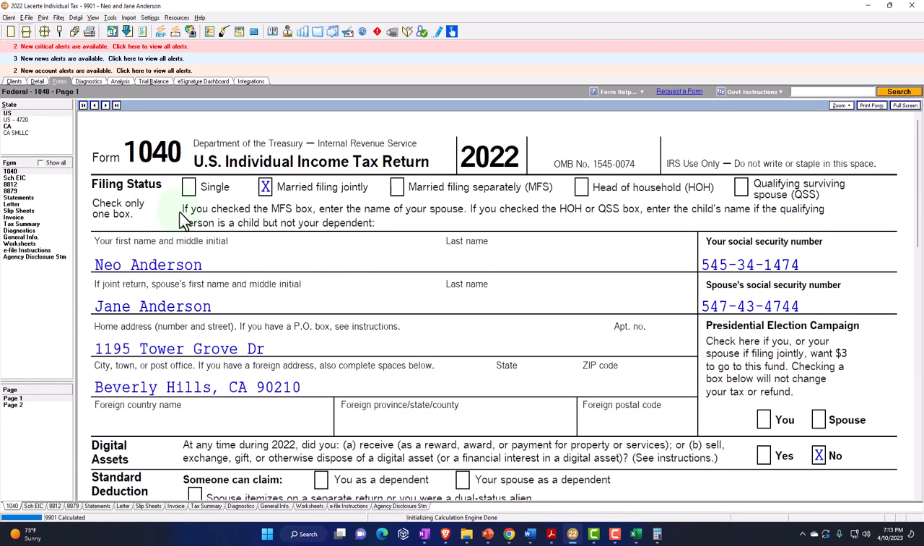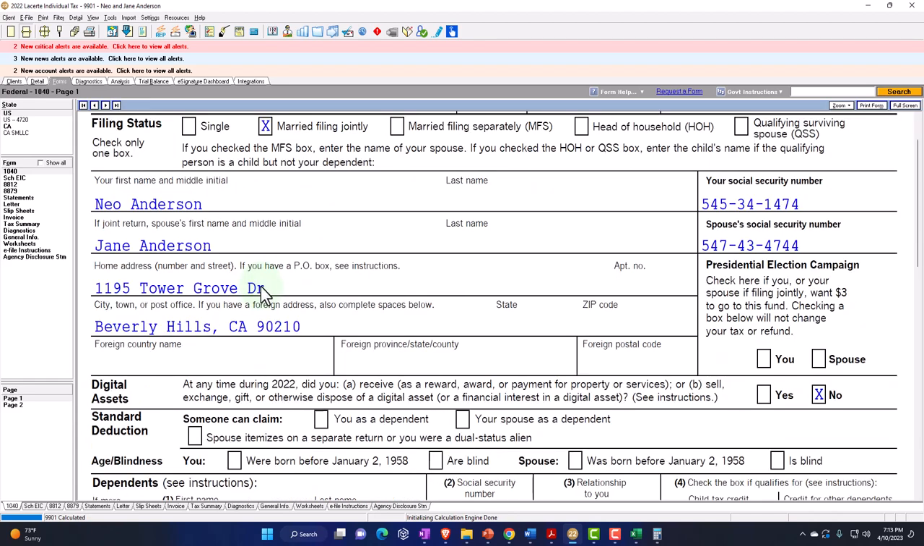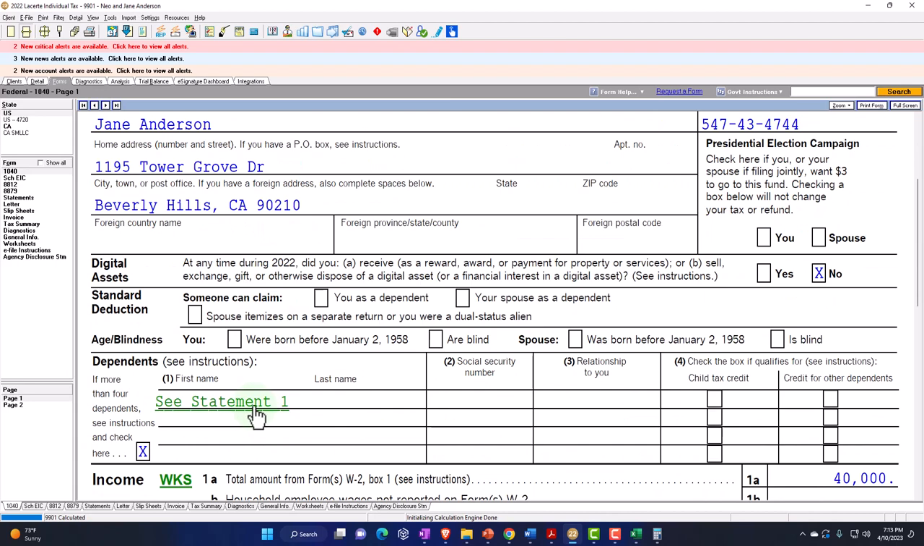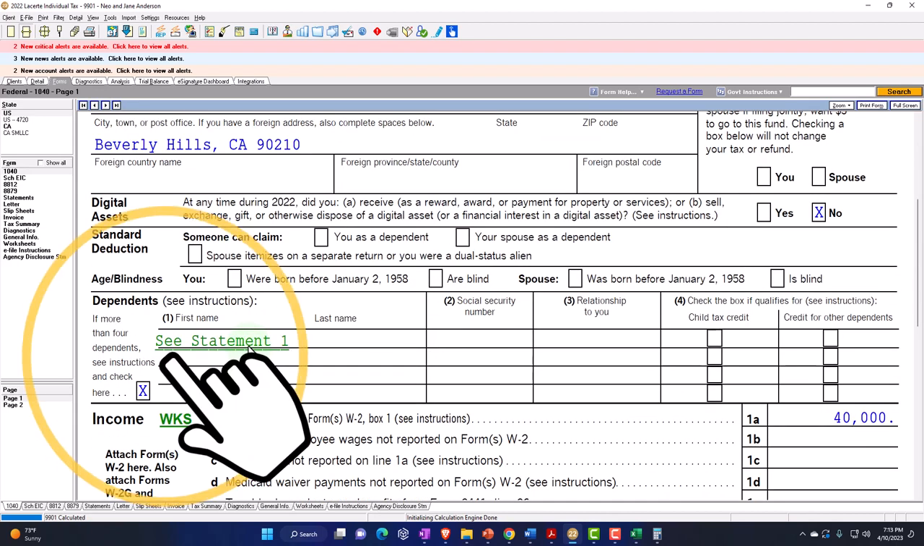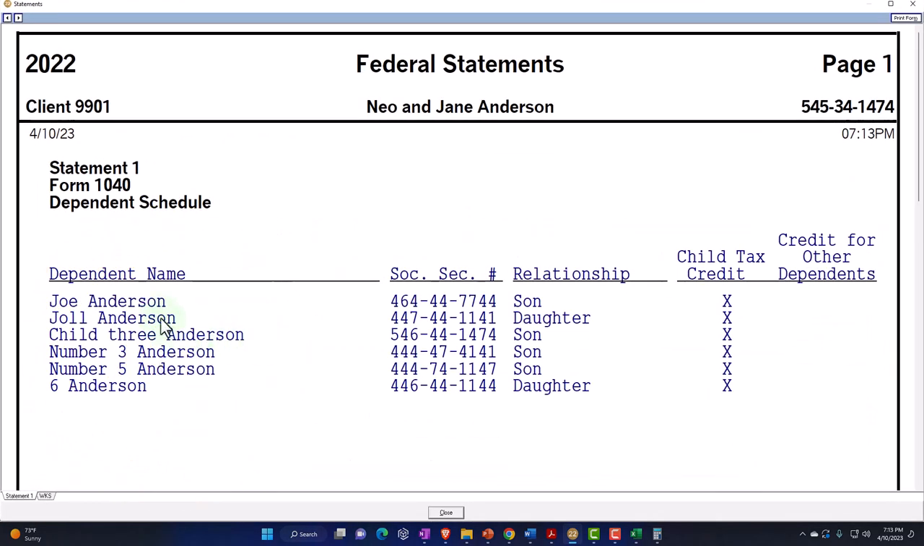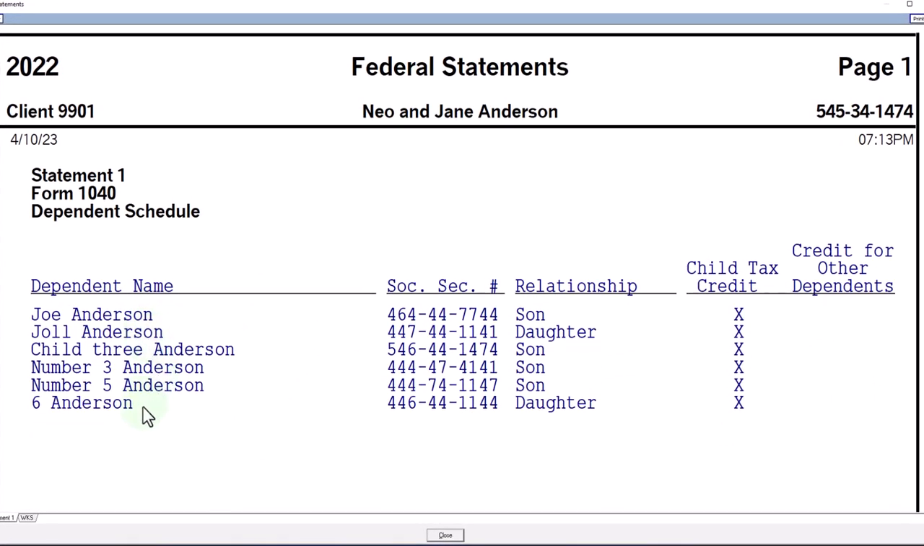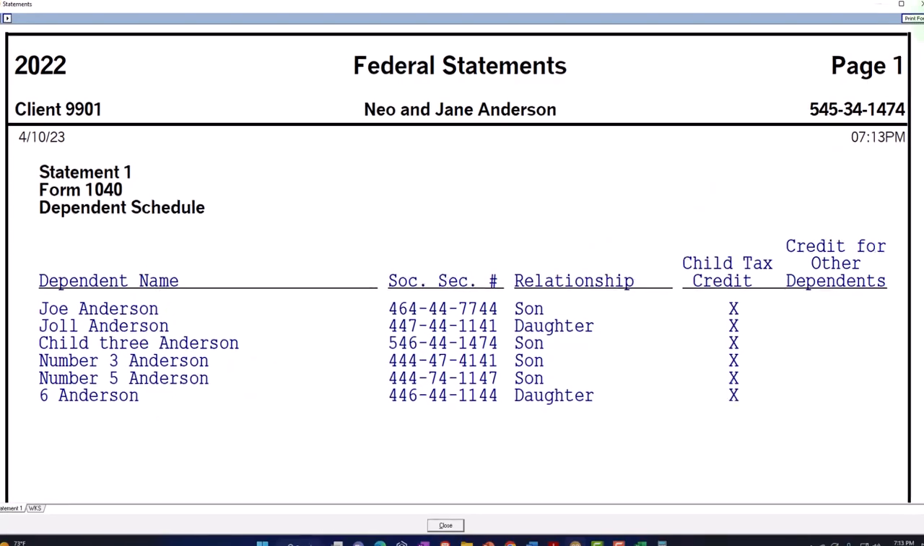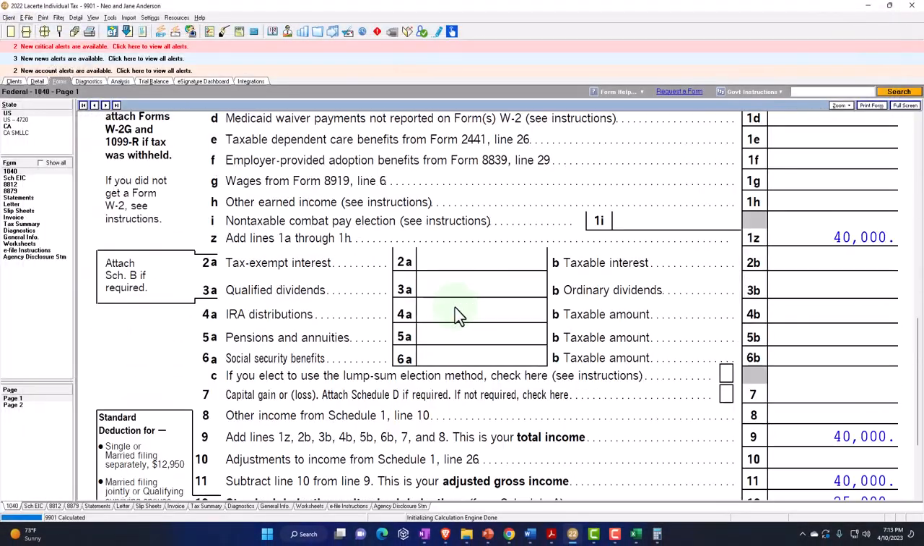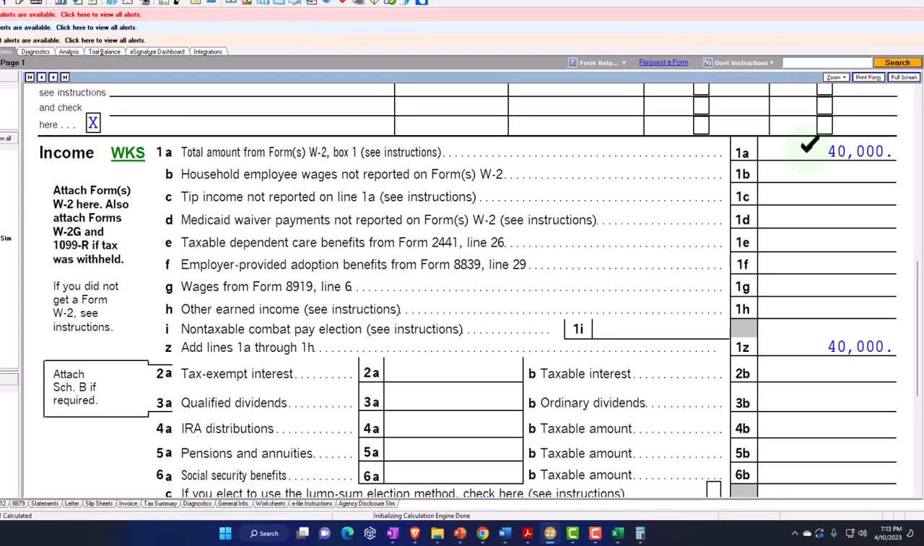So now we've got married filing status, married filing joint. You've got Mrs. and Mr. Anderson. Now we have to have a whole other statement for our dependents over here because there are too many to fit on the lines they provided. But we've got 1, 2, 3, 4, 5, 6 kids now. Six kids. And we're going to say, okay, then 40,000 of income because we had two people that had 20,000.